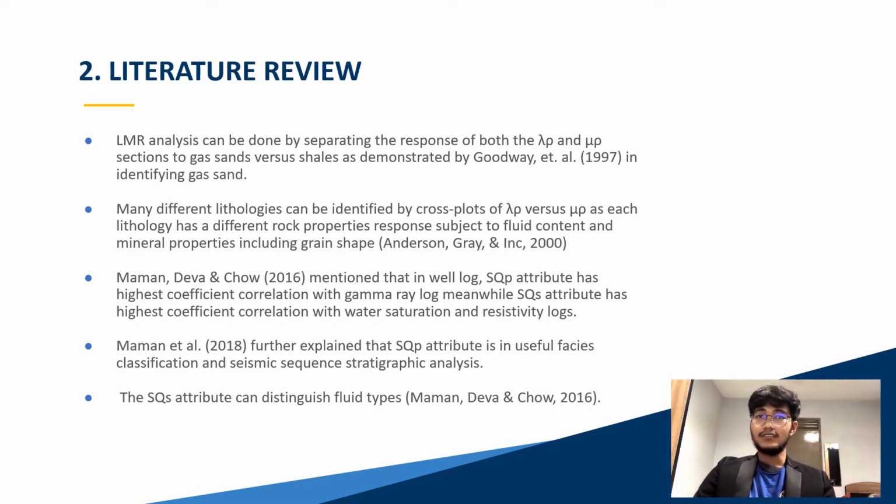SQP and SQS are quite new attributes that were developed by Maman, Deva and Chow in 2016, where they mentioned that SQP has the highest correlation coefficient with gamma ray log. Meanwhile, the SQS attribute has the highest correlation coefficient with water saturation and resistivity log. They further explain that the SQP attribute is very useful for classification and seismic sequence to stratigraphic analysis.